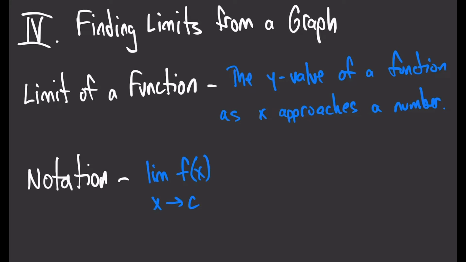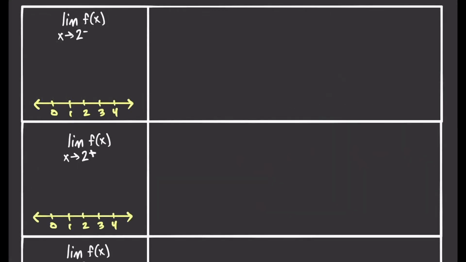So what we say here is the limit of f of x as x approaches c. Okay, so let's take a look at three types of limits.